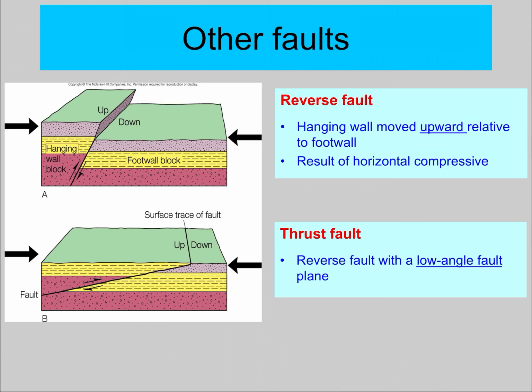The thrust fault is the same type of compressional action, but the angle is very low. Instead of producing a jagged feature coming up from the ground, it's going to produce a very small angle. So the only difference is the angle of the actual fault line.